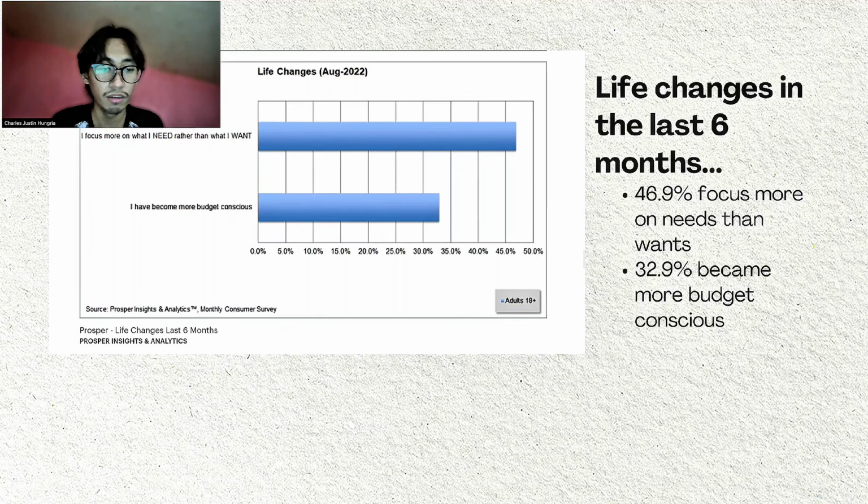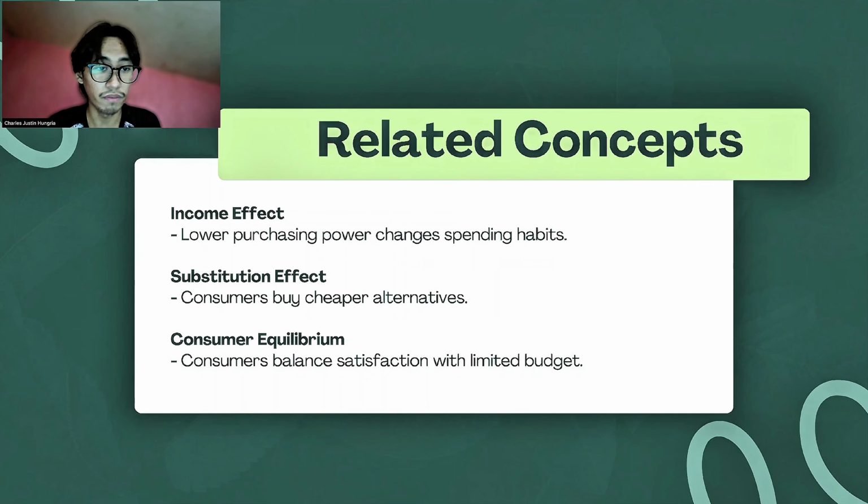Microeconomic connection. This graph demonstrates the income effect. When purchasing power decreases, consumers buy fewer non-essential goods. Second is the substitution effect. Consumers switch to cheaper alternatives. Lastly is the consumer equilibrium. Consumers attempt to balance satisfaction with limited income. So this graph also explains why many businesses now offer discounts, create loyalty programs, and promote affordability.